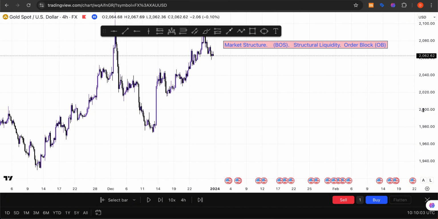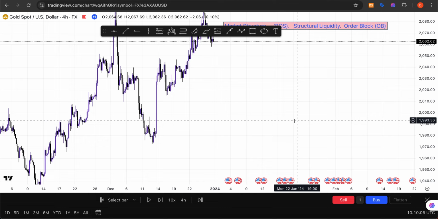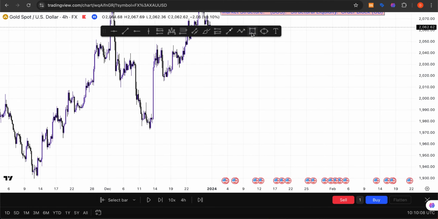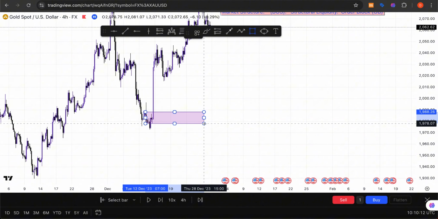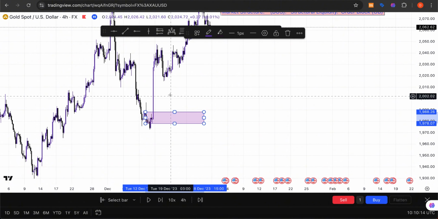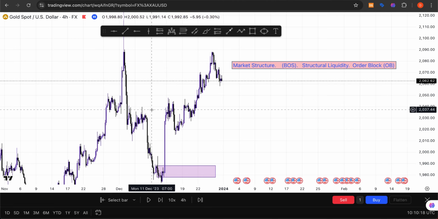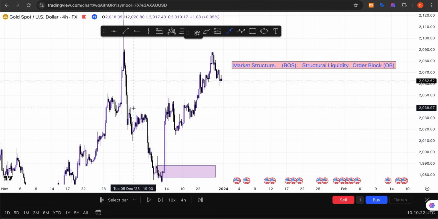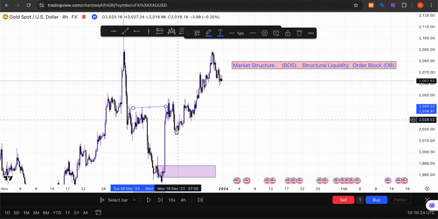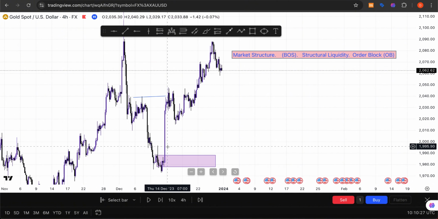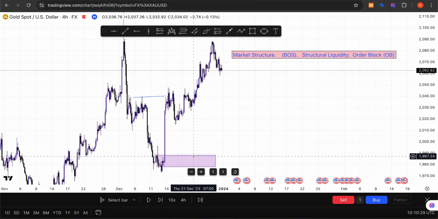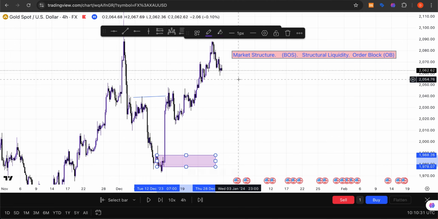So order block, this is an order block. An order block is normally the last bearish candle before the bullish candle that breaks structure. If you see this one now, this structure has been broken, so you can regard it as an order block. It's the last move before the bullish candle moves up. That is the order block. This is what we refer to as an order block.